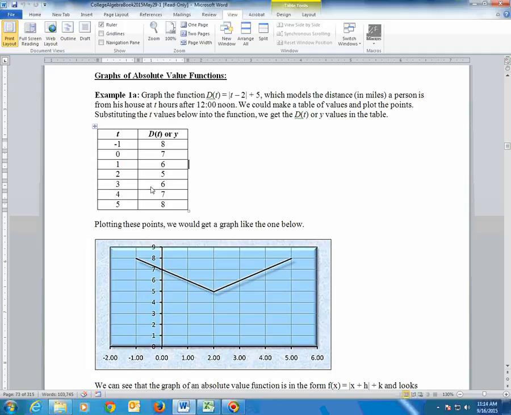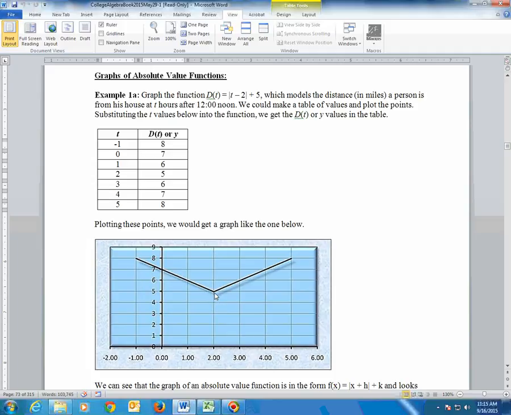Now, once you have these points, you can plot them by hand. Like -1, 8 is right here. 0, 7. 1, 6 is right here. And what you find is that you get this V-shaped looking thing. Now, this point is called the vertex point of this shape.